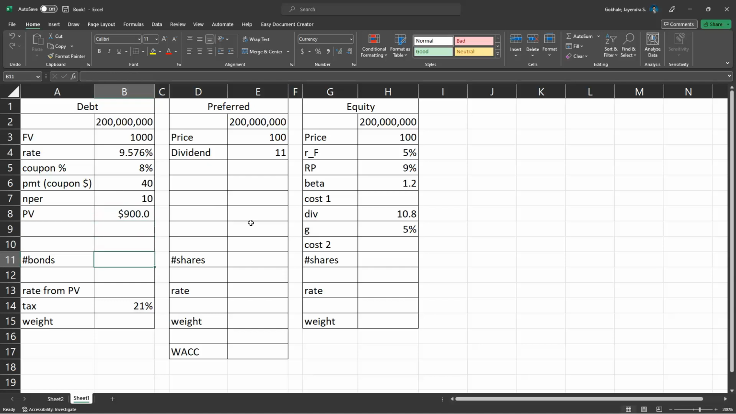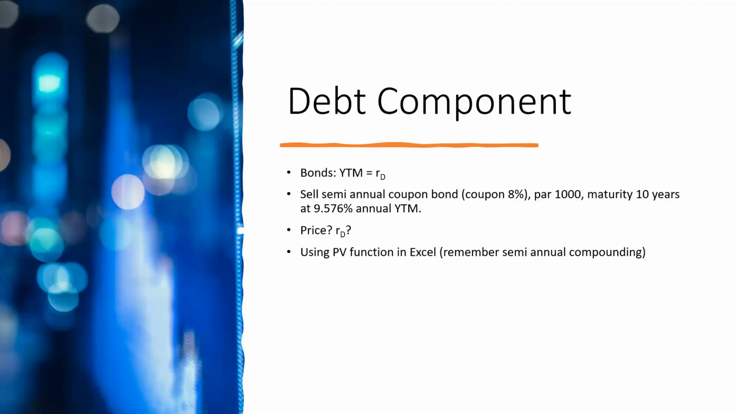How did we get that? I'm being sarcastic. Anyway, the number of bonds that can be issued is the total size divided by the price per bond. So the number of bonds to be issued is 222,222 bonds.